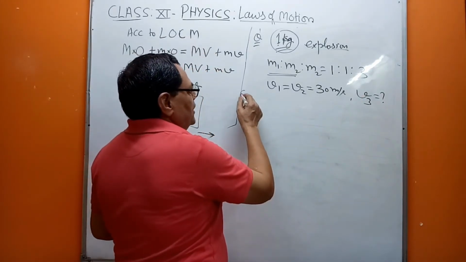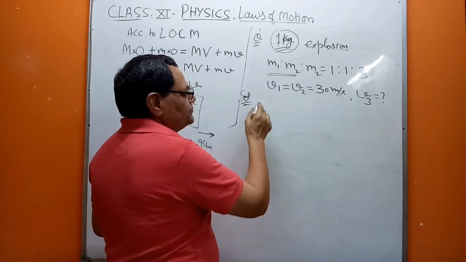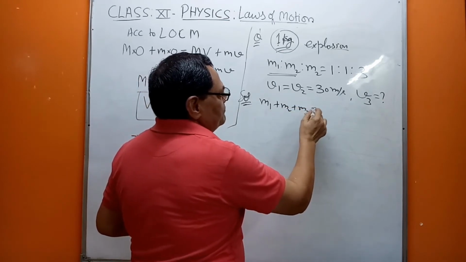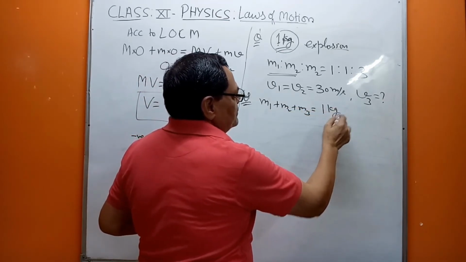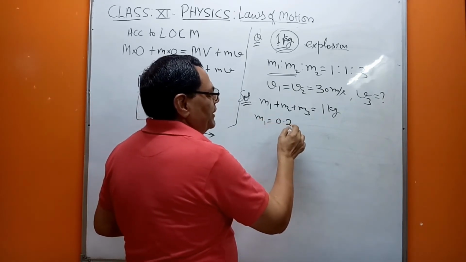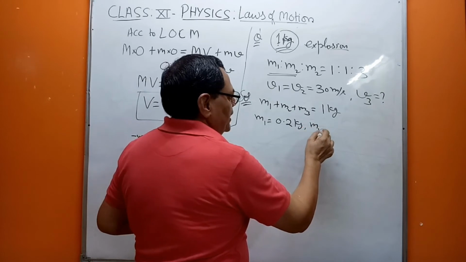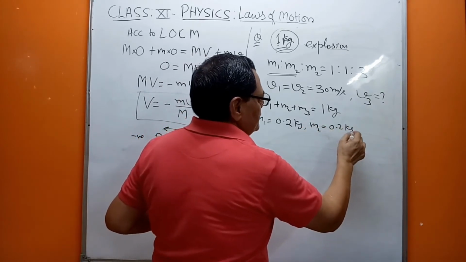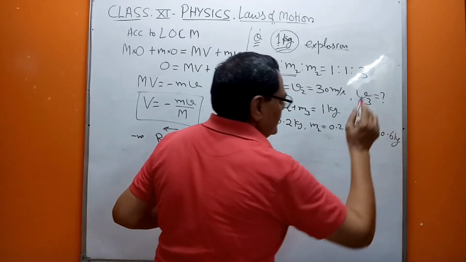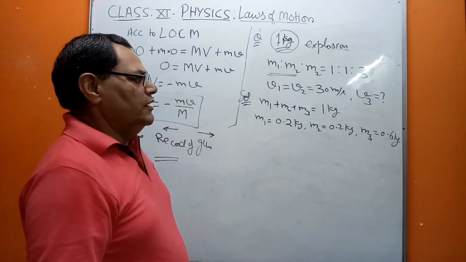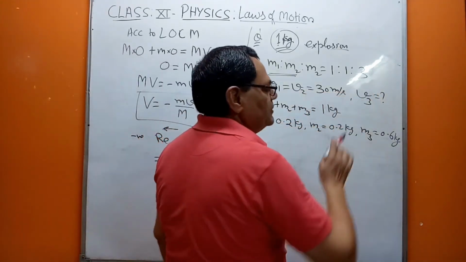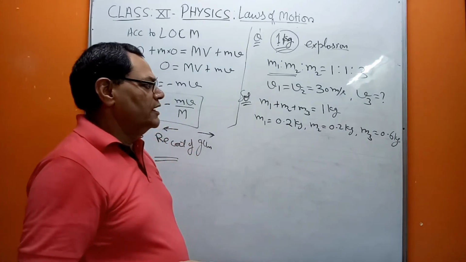So as you know, how to start the solution? As we know, m1 plus m2 plus m3 is nothing but 1 kg. So obviously you can simply say that m1 will be equal to 0.2 kg, m2 will be equal to 0.2 kg, and m3 will be equal to 0.6 kg. Clear? And v1, v2 will be this, and v3. Now how to proceed to get this v3?